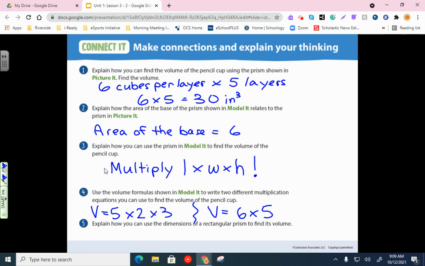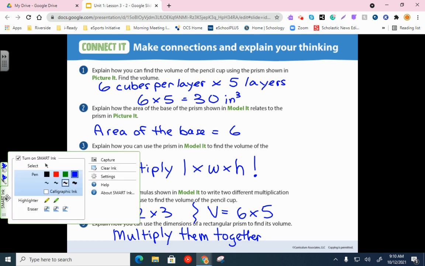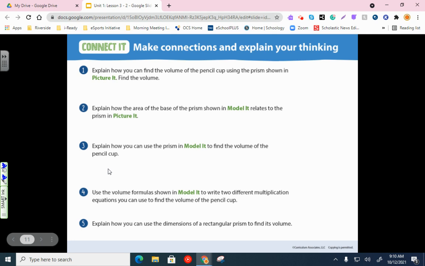And explain how you can use the dimensions of a rectangular prism to find its volume. That's simply just multiply them together, as in take all those dimensions and just multiply them together and you get your volume. Pretty simple stuff. Cross out 6. We're not going to do 6. Yep, you can cross that one out.